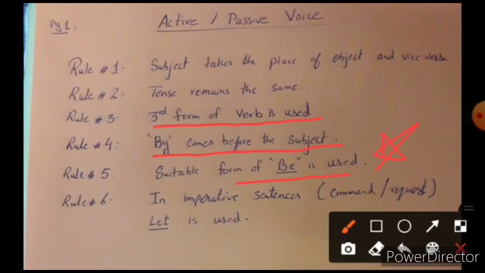Now we have another rule, rule number 6, that in imperative sentences, we use let. What are imperative sentences? The sentences which have a command or a request. So a totally different formula is used for these types of sentences, the imperative sentences. We are going to do this one at the end, the last rule, but at the moment the 5 rules will be discussed when you are changing from active voice to passive voice.